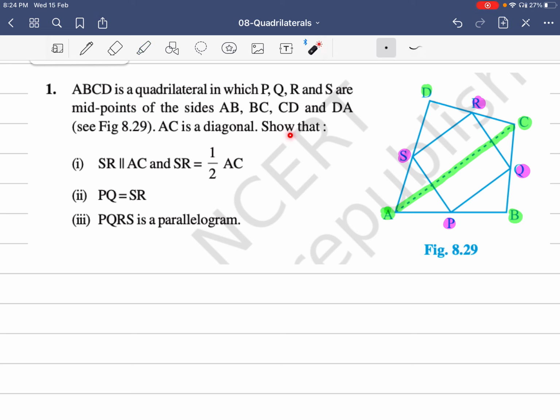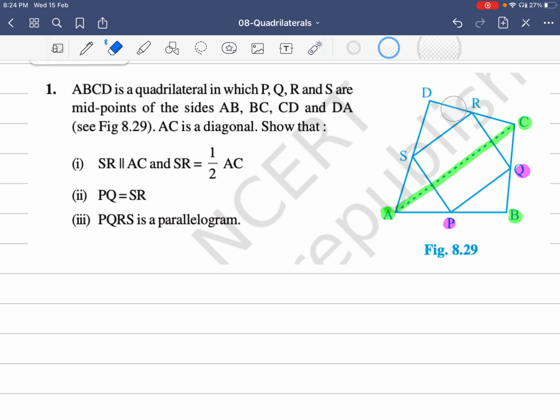We have to show three things in this diagram. Let's focus on the first thing. We have to show that SR is parallel to AC, and SR is half of AC. So let's focus on this first thing.